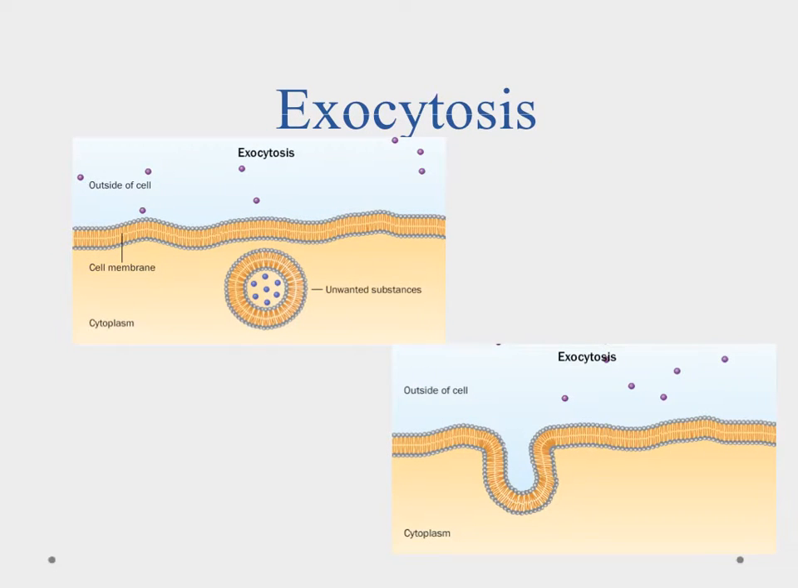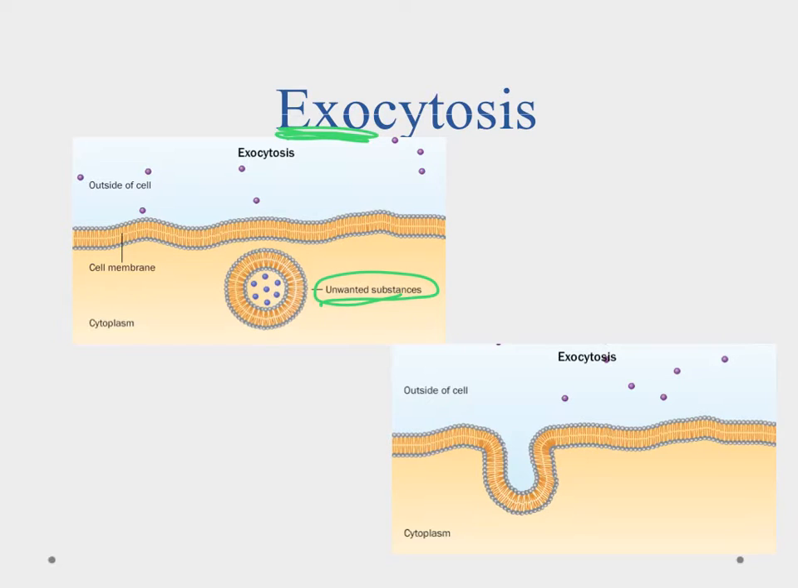Now, endocytosis brings stuff in, exocytosis will get stuff out. So if we have unwanted substances inside the cell, it allows us to get them outside of the cell relatively quickly. So the same process happens.